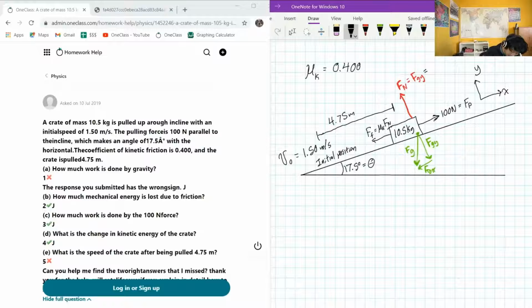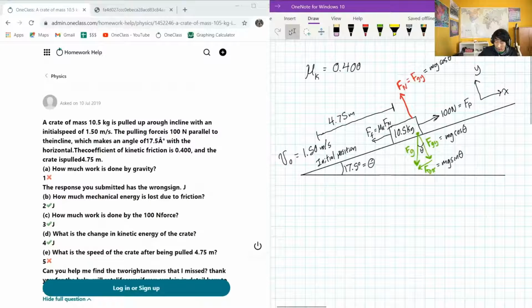And this is, let me draw this. Here is going to be the same angle, 17.5 degrees. So this is just mg cos theta, and this is equal to mg sine theta. So Fn must be equal to mg cos theta.